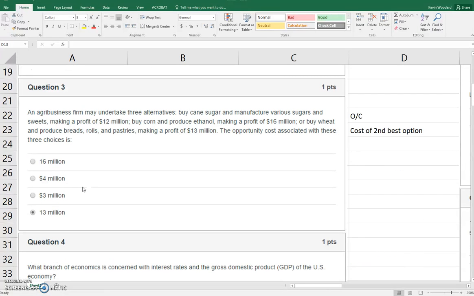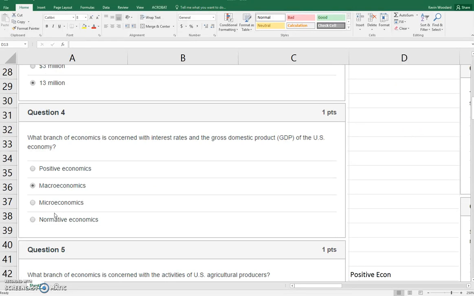So when we look at the question up here, the big thing that you've got to pick out of all of this is the last thing: what are they asking for? They're asking for the opportunity cost associated with these three different choices. So remember that the opportunity cost is going to be the cost of the second best option. So what's our best option in this situation? It's obviously going to be the 16 million. So the cost of our second best option, that price is actually 13 million. So that's going to be our second best option.